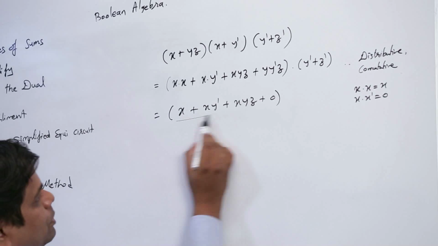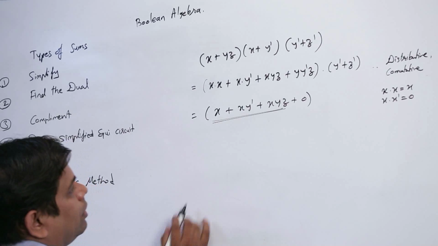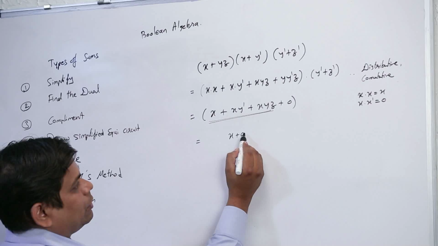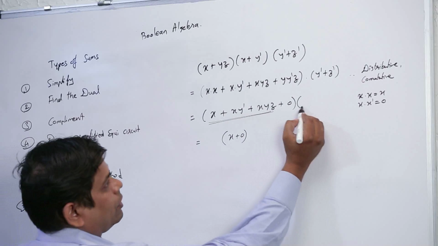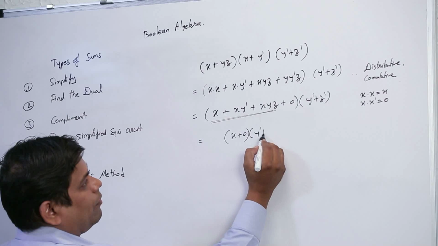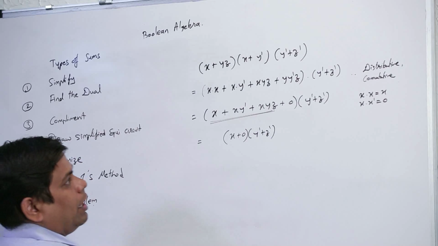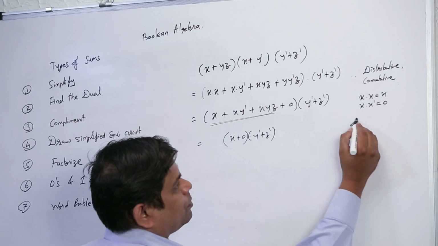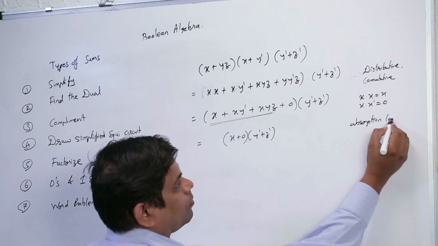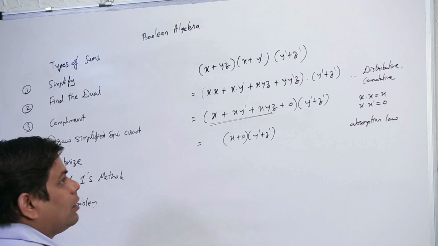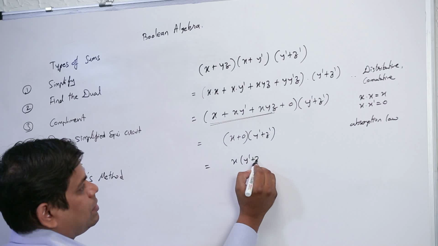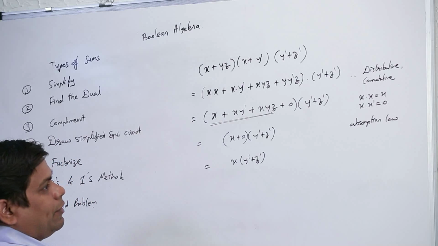And because of the absorption property, all this here is going to give me x plus 0. Sorry, I have missed this here. It's going to be y dash plus z dash. What property we have used here is absorption property, or law, you can write. Then this is going to be x y dash plus z dash. So that's the final answer.